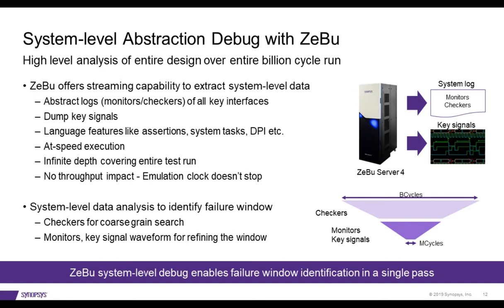And the beauty of this solution is that, as you can see, this is all single pass. You enabled all the streaming capabilities in regression. You did the offline analysis, and through a regression run itself, using ZeBu system-level debug, you have found your failure window in single pass.